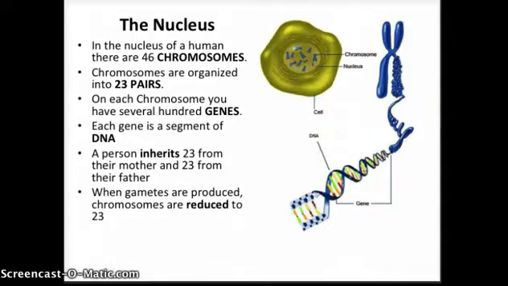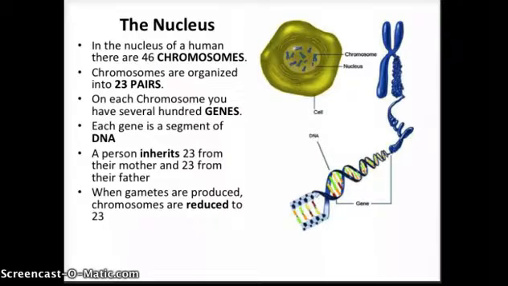The nucleus. In the nucleus of a human, there are 46 chromosomes. Chromosomes are organized into 23 pairs. Chromosomes are large structures of coiled DNA. On each chromosome, you have several hundred genes. Each gene is just a segment or a piece of DNA. A person inherits 23 chromosomes from their mother and 23 chromosomes from their father, totaling 46.